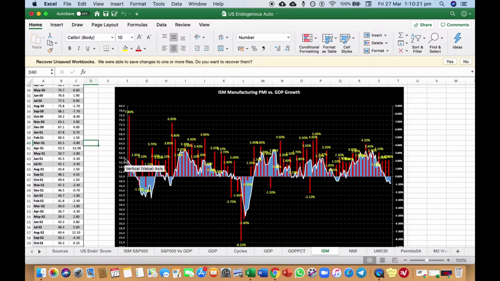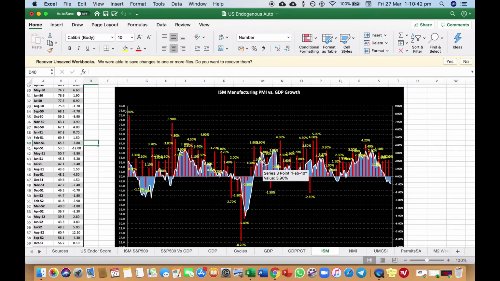And then what we can see is we can clearly see as the ISM manufacturing starts to fall, you have lower levels of GDP growth. And then when ISM manufacturing starts to rise above the level of 50, then we have higher levels of GDP growth. And in 2008, when the financial crash happened and ISM manufacturing dropped below the level of 50, GDP dropped below the level of 50.